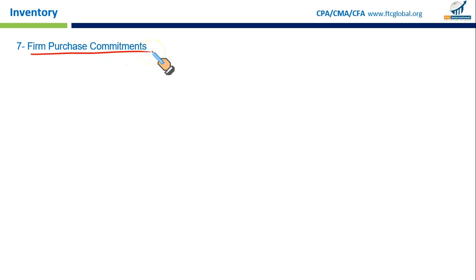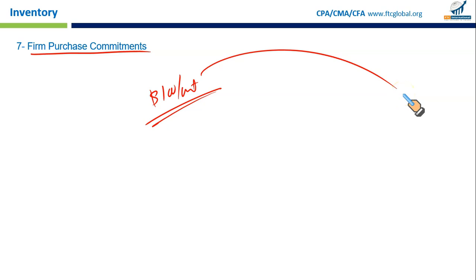Firm purchase commitments. Let's say you have contracted a certain item at $100 per unit, and this price is fixed under the contract, right? But the market price at the reporting date is only $80, but you are bound to pay $100. So yes, loss is expected when the purchase is made. So the loss should be recorded in the current period.